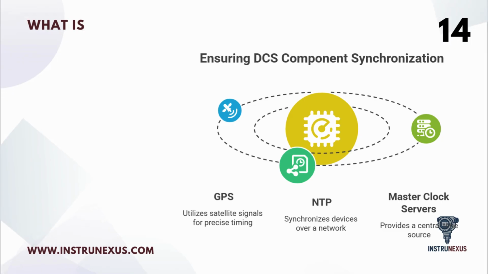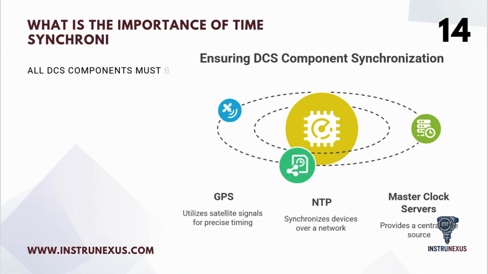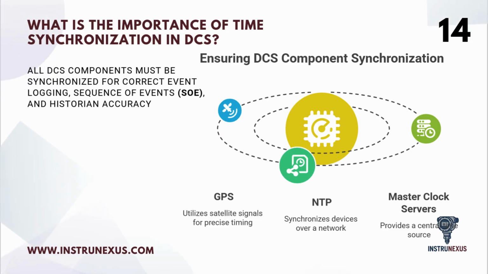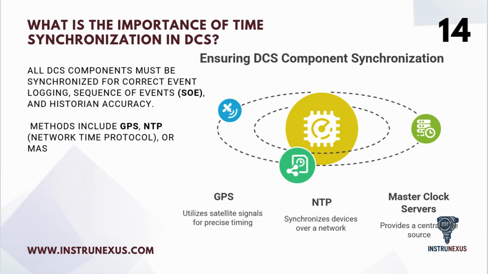What is the importance of time synchronization in DCS? All DCS components must be synchronized for correct event logging, sequence of events, SOE, and historian accuracy. Methods include GPS, NTP, Network Time Protocol, or master clock servers.